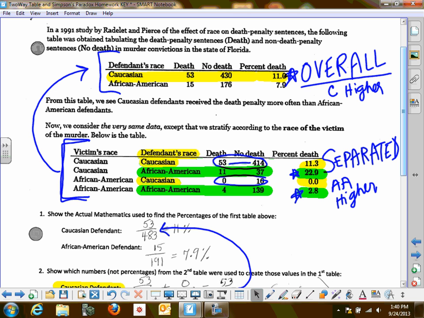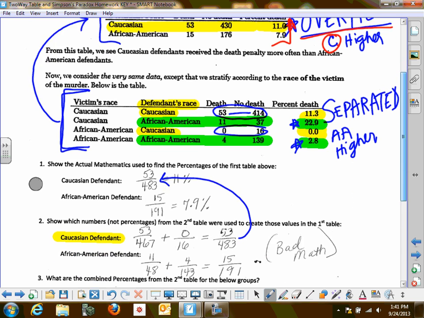Basically, this top one is the overall data. And they got it for the total deaths. And when we did it overall, we could see that the conclusion was that the Caucasian defendants lost their lives at a higher rate than the African American defendants. So the Caucasians, that's what this C stands for, were sentenced to death at a higher rate than the African Americans. Now, let's look at this when we separated it out.